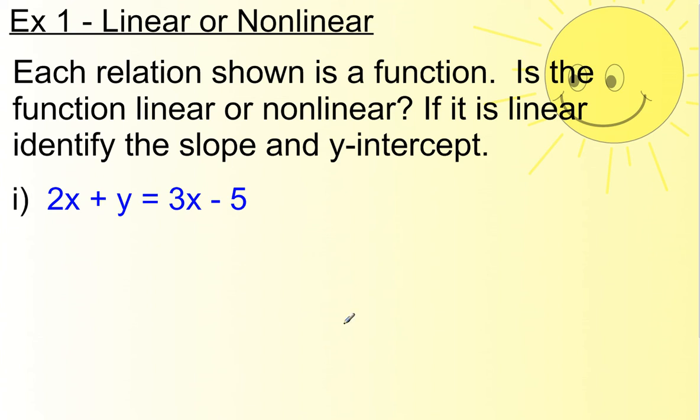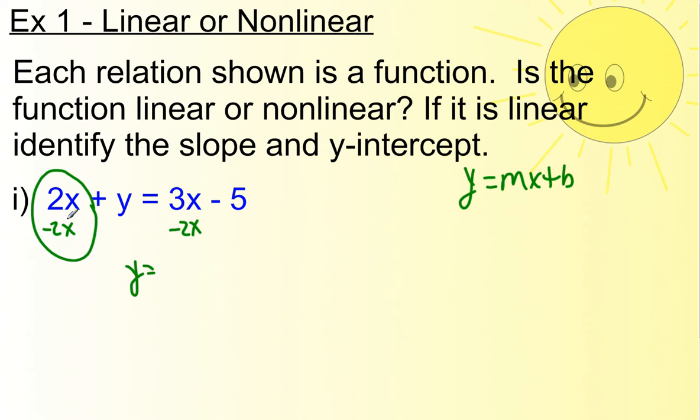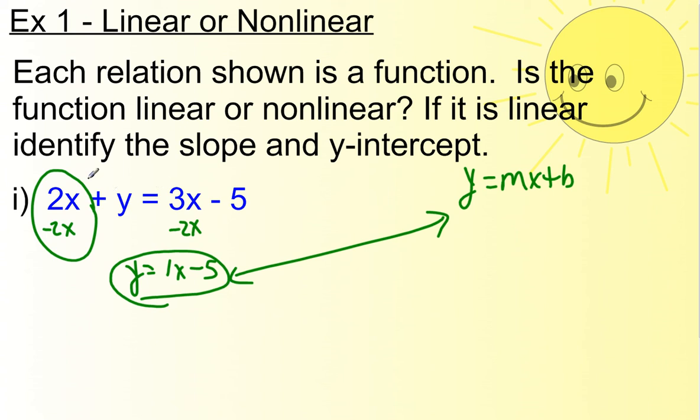Alrighty. To determine if this is linear, especially since you're using an equation, you want to see if you can write this in the form y equals mx plus b. So that's what we do. If I can get this piece gone, then the rest would be in slope-intercept form. So I subtract 2x from this side, and on the other side, you always do everything to both sides. Y equals 3 minus 2 is 1x minus 5. Is that slope-intercept form? Yes, it is, which means this is linear.